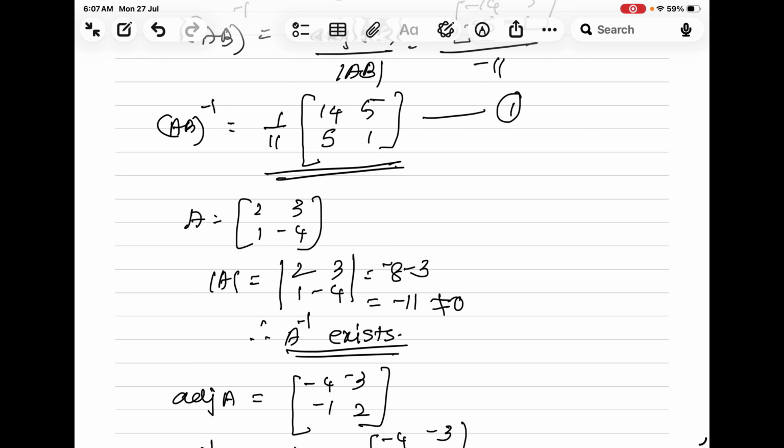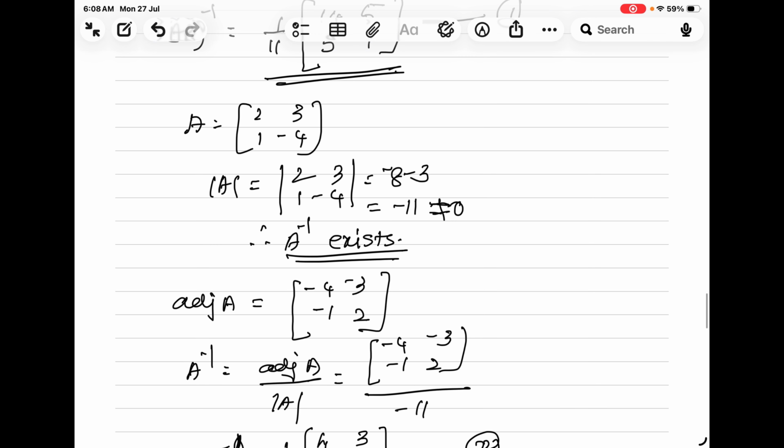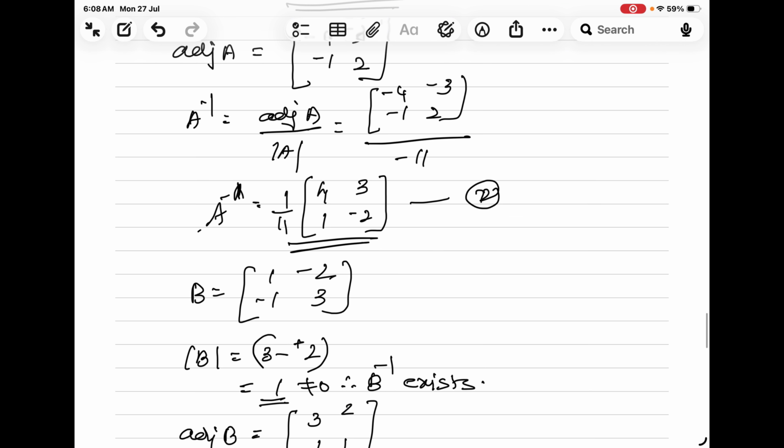Then we want to find A inverse and B inverse. So A equals matrix 2, 3, 1, negative 4. Determinant A is equal to determinant 2, 3, 1, negative 4, that is negative 8 minus 3, that is negative 11, which is not equal to 0. Therefore A inverse exists. Then adjoint A is equal to matrix negative 4, negative 3, negative 1, 2. And A inverse equals adjoint A by determinant A, that is matrix negative 4, negative 3, negative 1, 2 divided by negative 11. That is 1 by 11 into the matrix with the elements' signs reversed. So 4, 3, 1, negative 2.